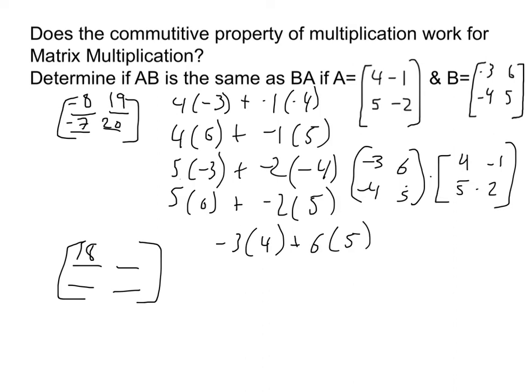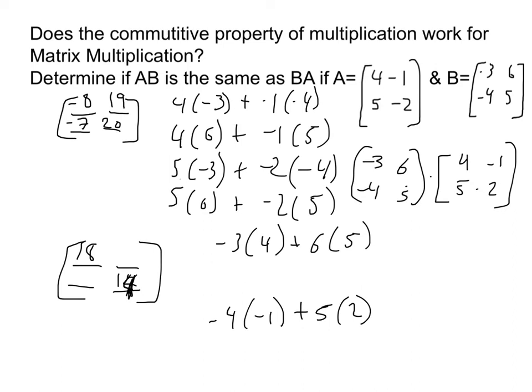Just to show you can go in any order when you're trying to find any of these. I'm just going to check. If this one's not the same also, we definitely know that these two are not the same. We don't really have to do the rest. So that's second row, second column. Second row times second column would be negative 4 times negative 1 plus 5 times 2. So that's 4 plus 10, which is 14. I can see right there that is definitely not the same matrix. So that shows the commutative property does not work.